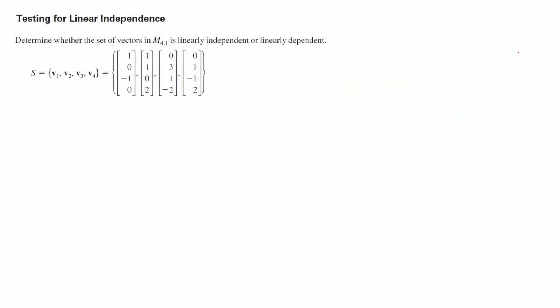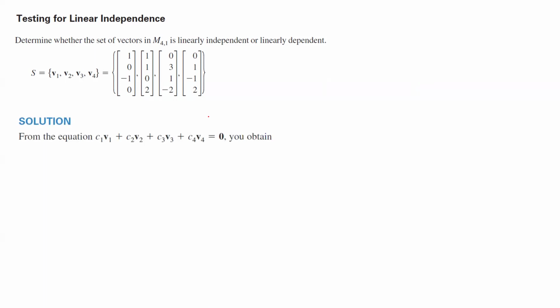Testing for linear independence. Determine if the set of vectors in the world of 4x1 matrices is linearly independent or dependent. Well, take a look. I have this set V1, V2, V3, and V4, and you have some column matrices. You want to check to see if they are linearly dependent or independent. It doesn't mention anything about finding C values or not, but let's take a look at this. What are the steps that we're going to take?